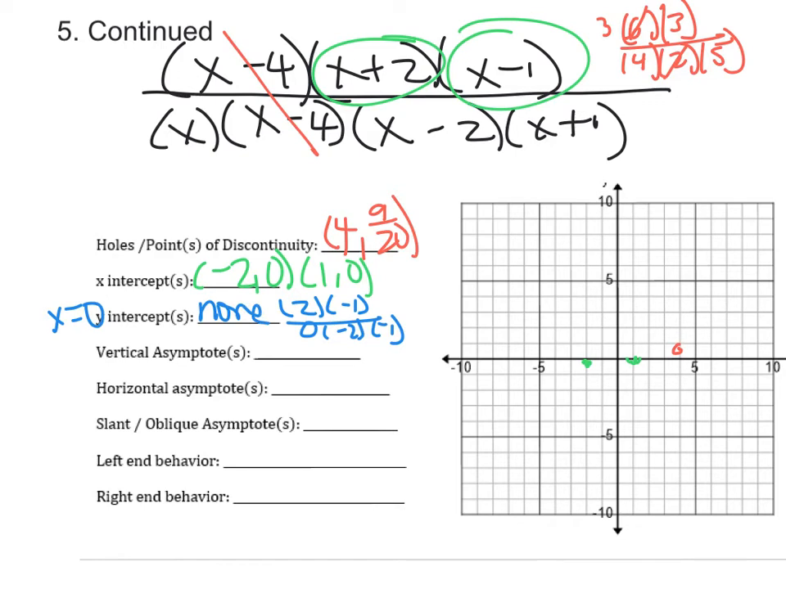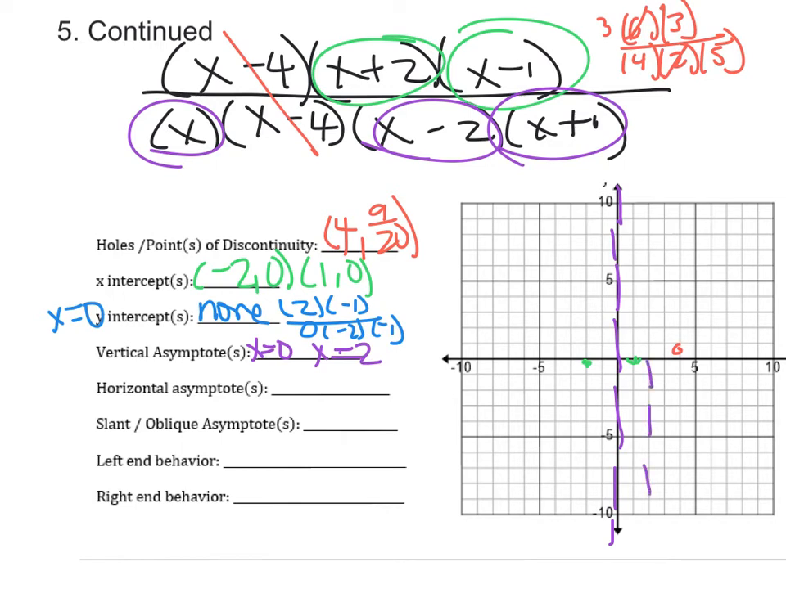Vertical asymptotes, I get by setting my denominators equal to 0, x equals 0. So that's this line right here. X equals 2, which is this vertical line right here. And x equals negative 1 right here. Okay, so for my horizontal asymptote, let me change the color.